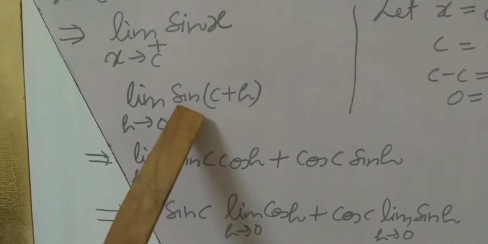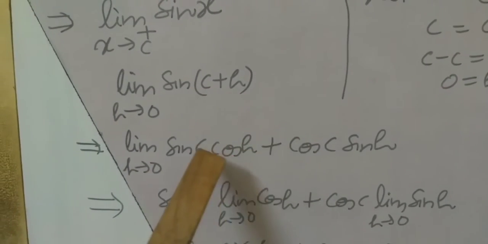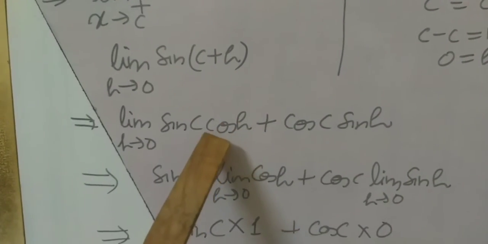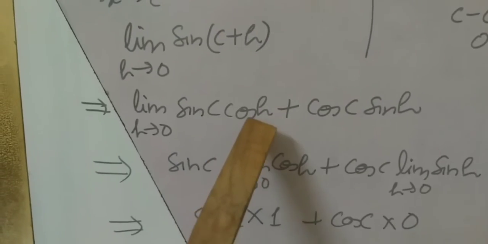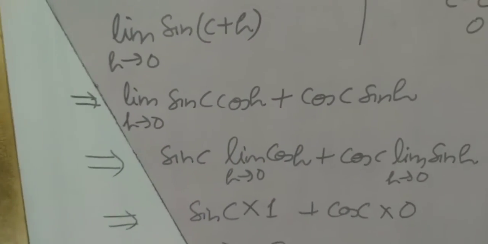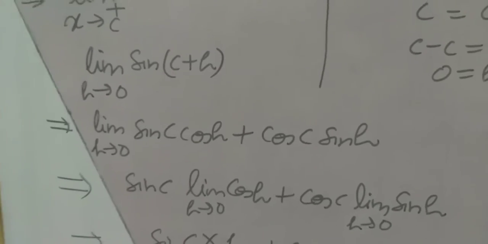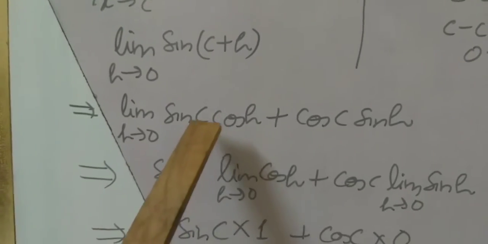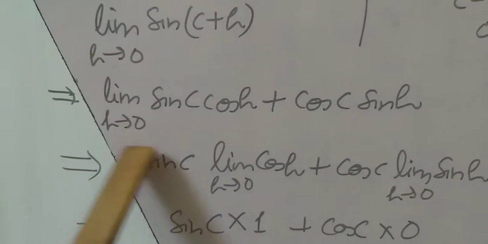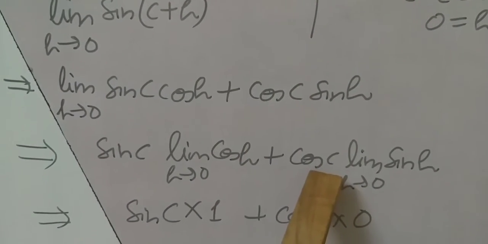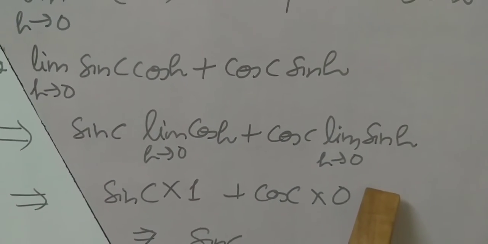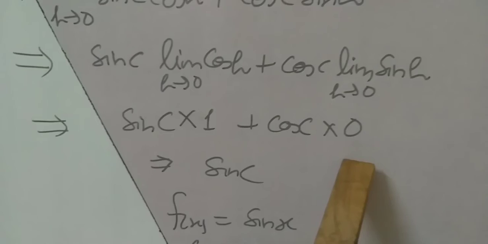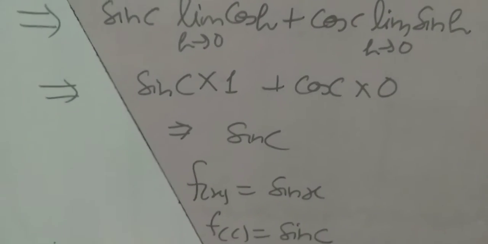Now student, we can use the identity sin(a + b) = sin a cos b + cos a sin b. In the place of a we write c, and in the place of b we write h. In the same way as we did in the LHL, sin c will come as it is and the limit goes with cos. cos c will be as it is and the limit goes with sin. The limit as h tends to 0 of cos h equals 1 and the limit as h tends to 0 of sin h equals 0. Its answer is also sin c.